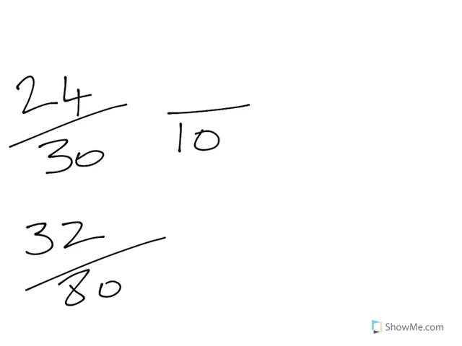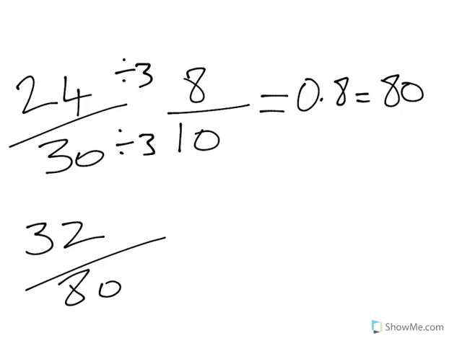So to take 30 down to 10, I've divided by 3. So if I divide 24 by 3, I'll have my equivalent fraction. And 24 shared into 3 is 8, which means that 24/30 is equivalent to 0.8 or 80%.